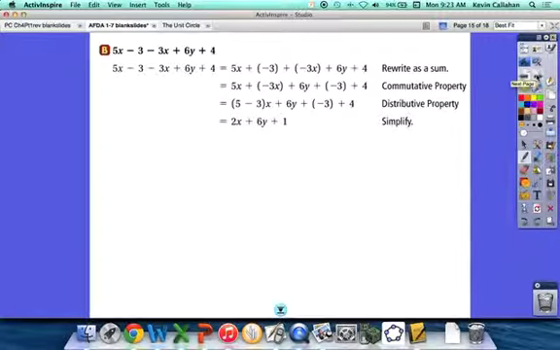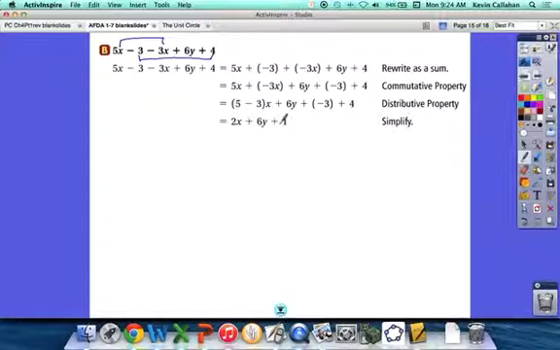So what are the like terms in this one? 5x minus 3x. What else is like terms? There's only one y term, but there are 2 constants. Those would be considered like terms. So you add what you can add. 5x minus 3x would be how many x's? 5 minus 3, 2 x's, right? Negative 3 plus 4, positive 1, right? So that's 2x plus 6y, unchanged, plus 1.